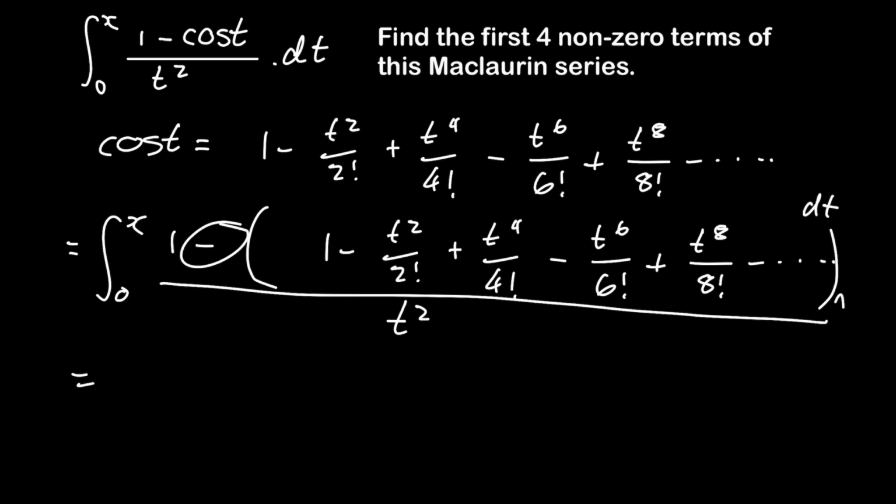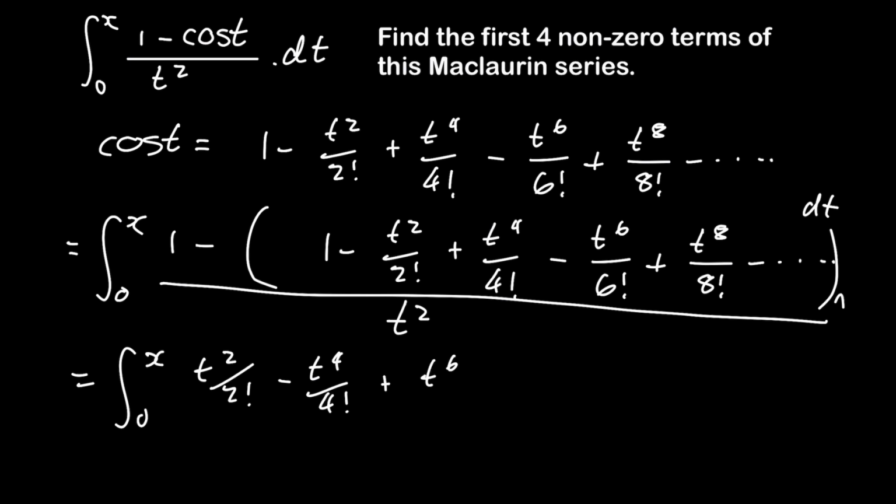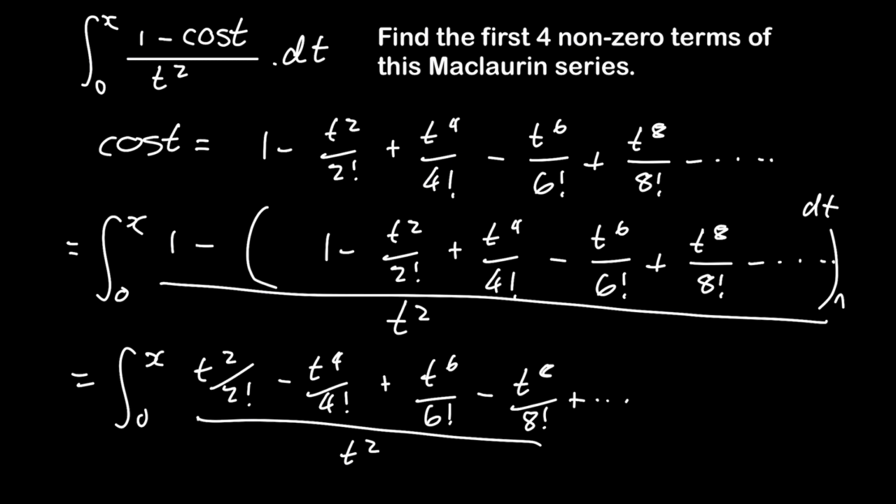So now, if we distribute this negative, we'll notice that the first term here will become negative 1, and 1 minus 1 will be 0. So that one will disappear, and that one will disappear too. And we'll be left with the integral from 0 to x, and this will become a positive. So we'll have t squared over 2 factorial minus, because this positive will become a negative, t to the 4 over 4 factorial plus t to the 6 over 6 factorial minus t to the 8 over 8 factorial, and this again all over t squared, and obviously again that continues.